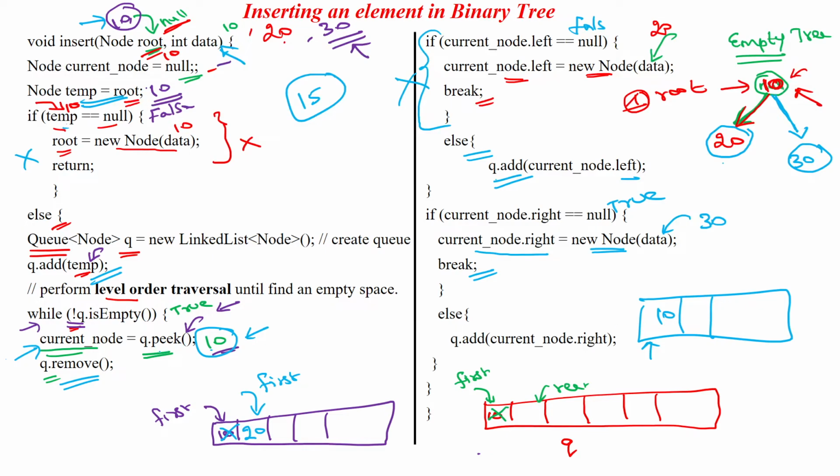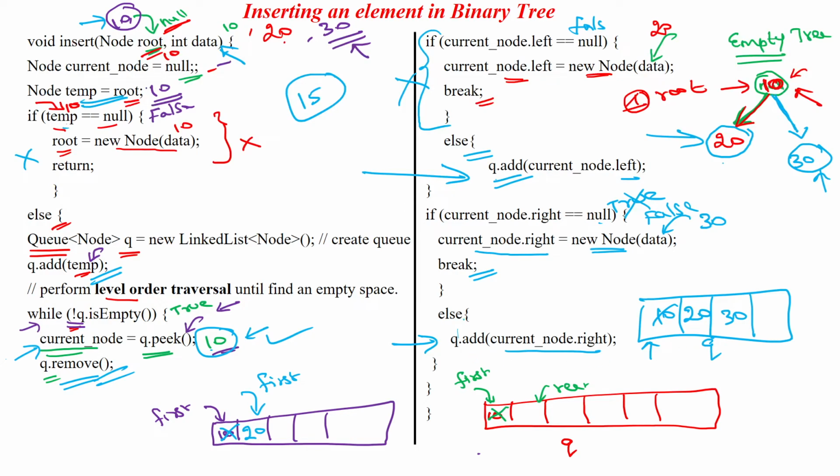Assign that 10 into current_node. Then we are removing the 10. Now current_node.left is 20, so the null check is false. So we will add the 20 into the queue. Then if current_node.right equals null: here the right is not null, it is having the 30. The condition is false, so this line will execute, adding the right node into the queue. The right node is 30, so 30 is added into the queue.